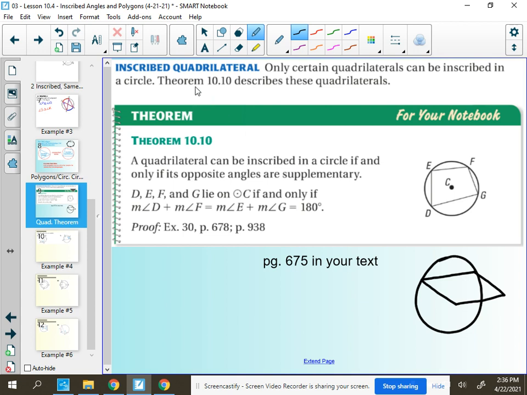But what this theorem says is that if a quadrilateral can be inscribed, then we would know for a fact that the opposite angles would be supplementary. So the measure of angle F plus the measure of angle D would be 180, and the measure of angle E plus the measure of angle G would also equal 180 degrees. So that's the second big reveal here that we need to see.